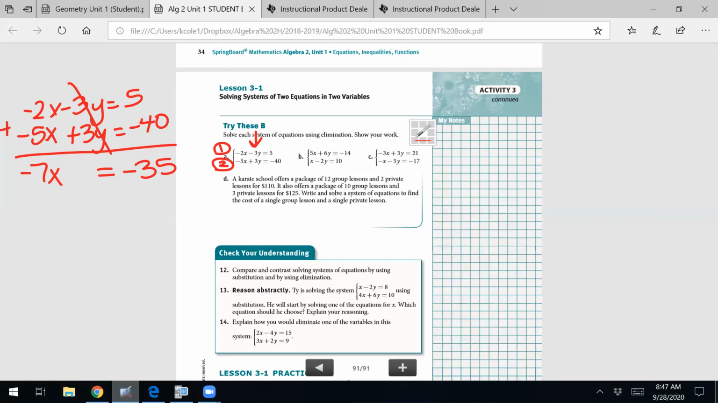Then what do we do? That's right, divide by negative 7. So x equals positive 5. Now you're looking for the solution. So that's just the x variable. How do we get the y variable? Plug it in. Does it matter if we plug into equation 1 or equation 2? Which one do you guys want me to use? The first one? Good choice. It literally doesn't matter.